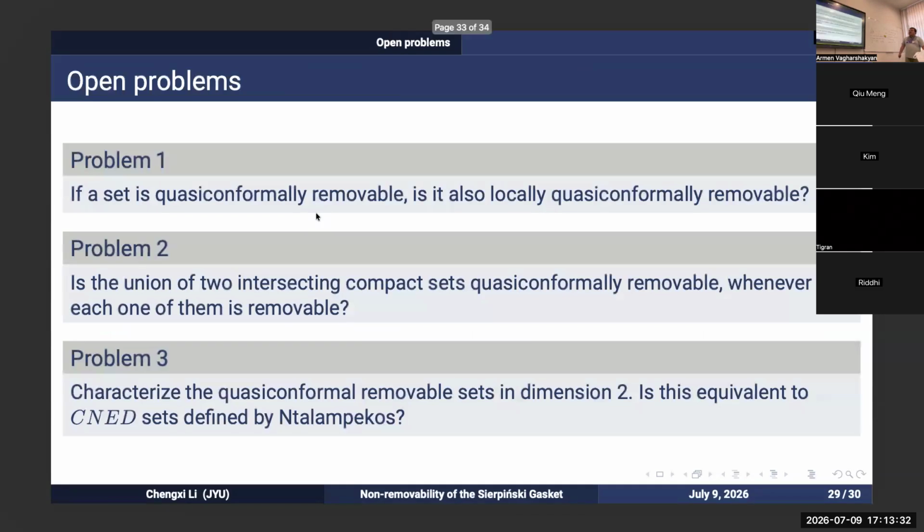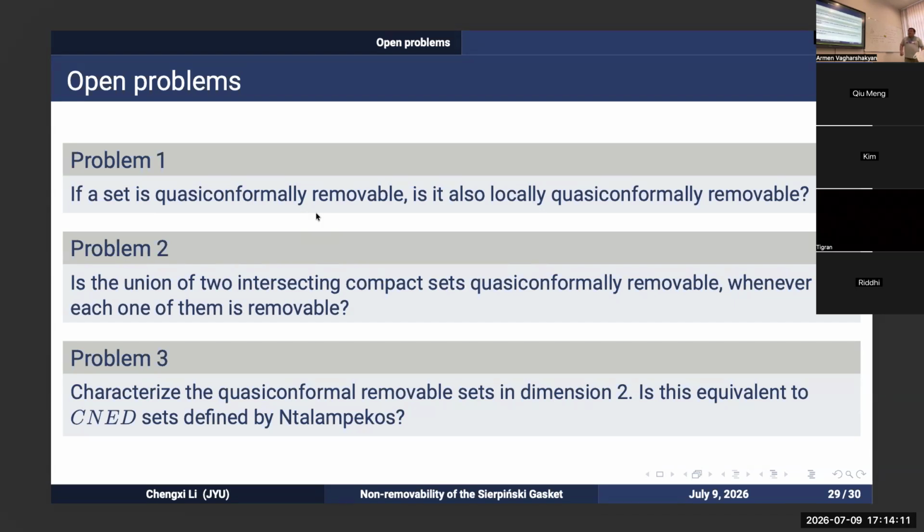The first problem is: if a set is quasi-conformally removable, is it also locally quasi-conformally removable? This is the essential difference between Sobolev removable and quasi-conformally removable, because by the partition of unity, we can prove that if a set is Sobolev removable, then of course it's locally Sobolev removable. But for quasi-conformal removability, it is not obvious.